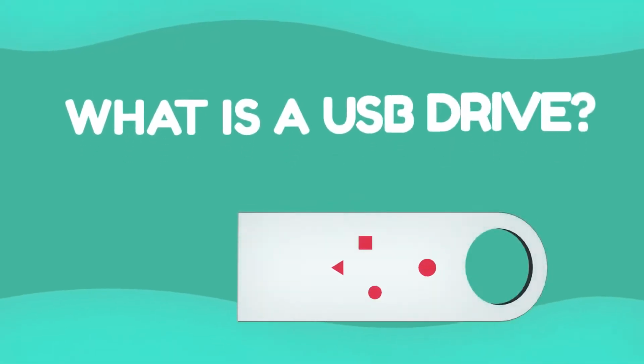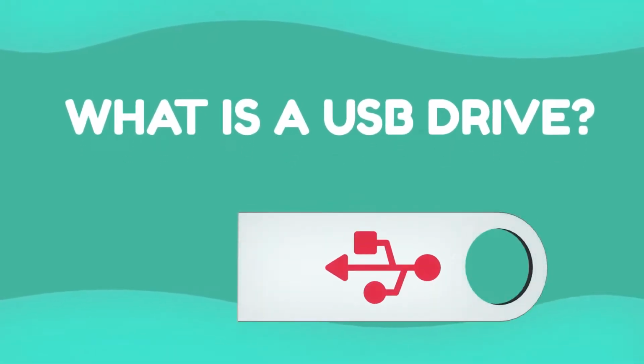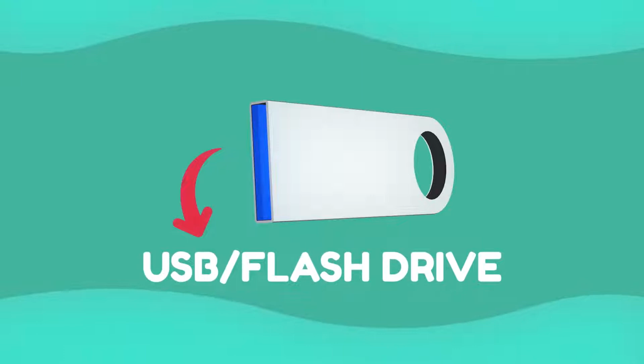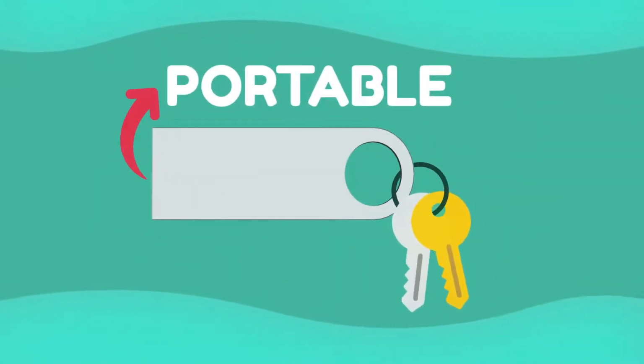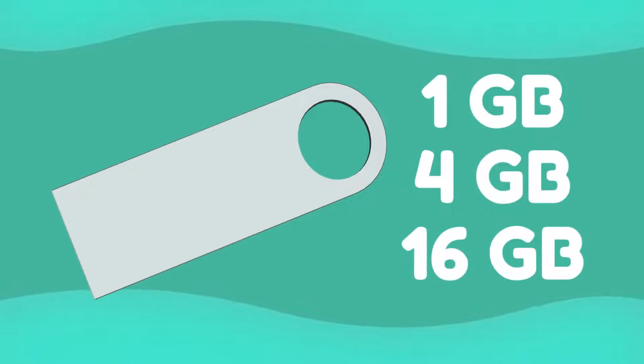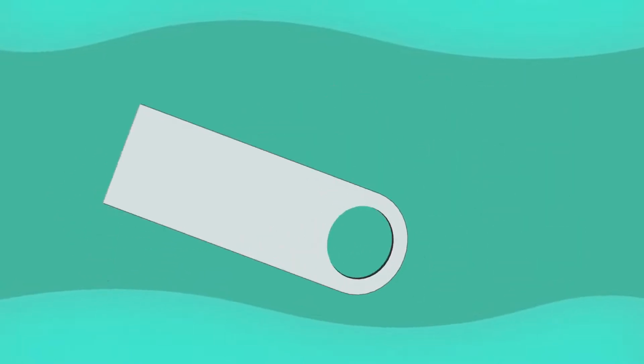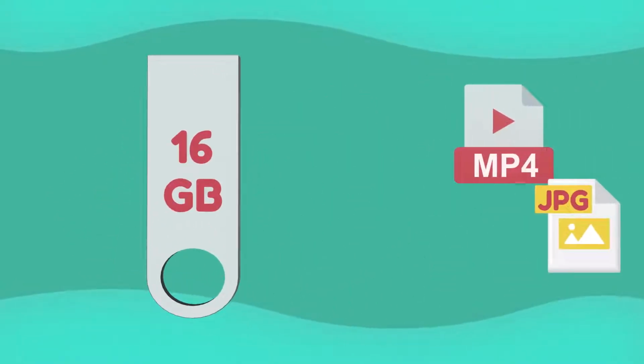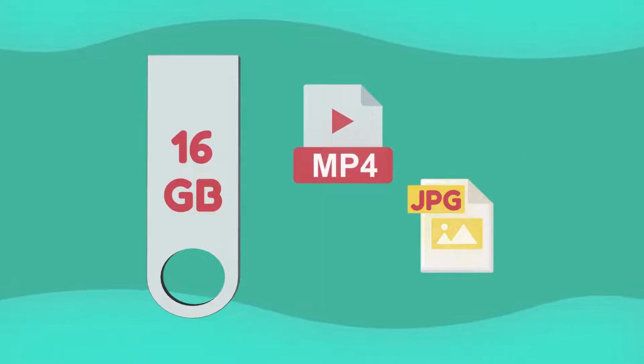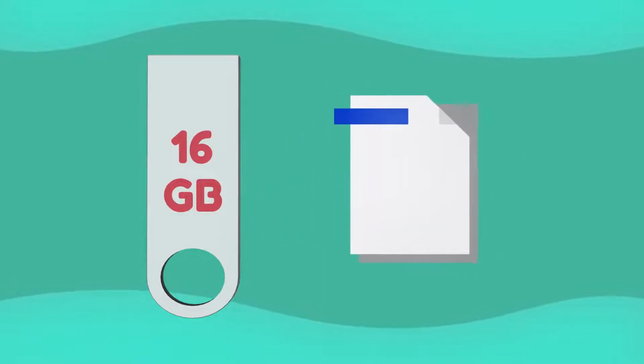What is a USB drive? A USB or flash drive allows you to save files and take them with you wherever you go. Flash drives have different amounts of memory, or storage space. You can store larger files on ones with more memory. Photo and video files generally take up more space than written documents.